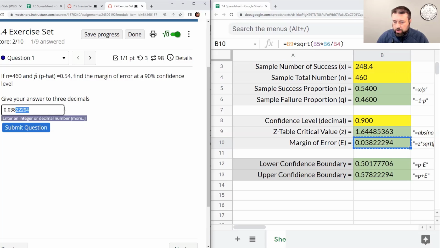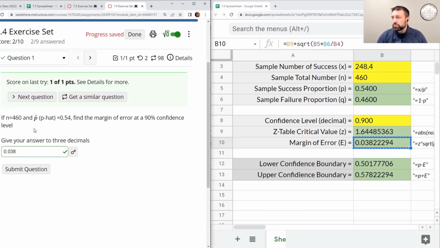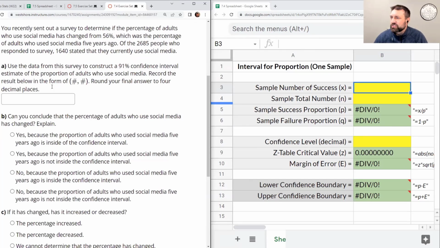1, 2, 3. There we go. And we should be good. This is question number 9. This is a good one.